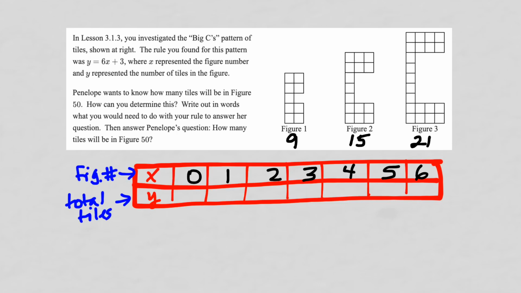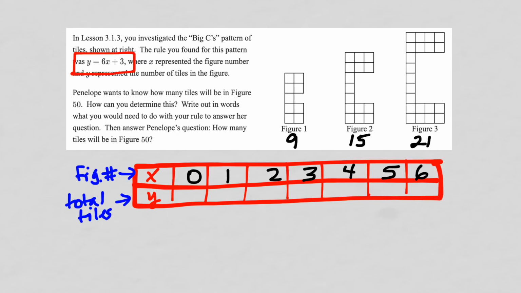Okay, so figure number 1 has 9 tiles, figure number 2 has 15, figure number 3 has 21. And they're telling us that the equation that represents this was y equals 6x plus 3. But let's take a look again at how we figured that out, because when we get to chapter 4, we're going to be doing a lot of work with different patterns that represent linear growth, and it's good to understand what's going on.